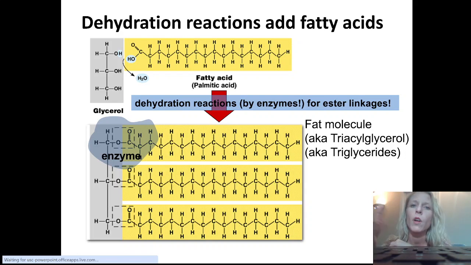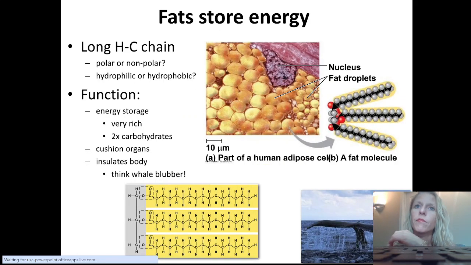So we build our fat molecule. We have 3 fatty acid tails and a molecule of glycerol. This is a triglyceride. Why? 3 fatty acid tails, molecule of glycerol, triglyceride. Fats store energy. All of the organs in your body are lined with a thin layer of fat. We all have a thin layer of fat lining underneath our skin to help keep us warm. It cushions our organs, so they're not smacking into each other when we're running around, and it helps to keep us warm.